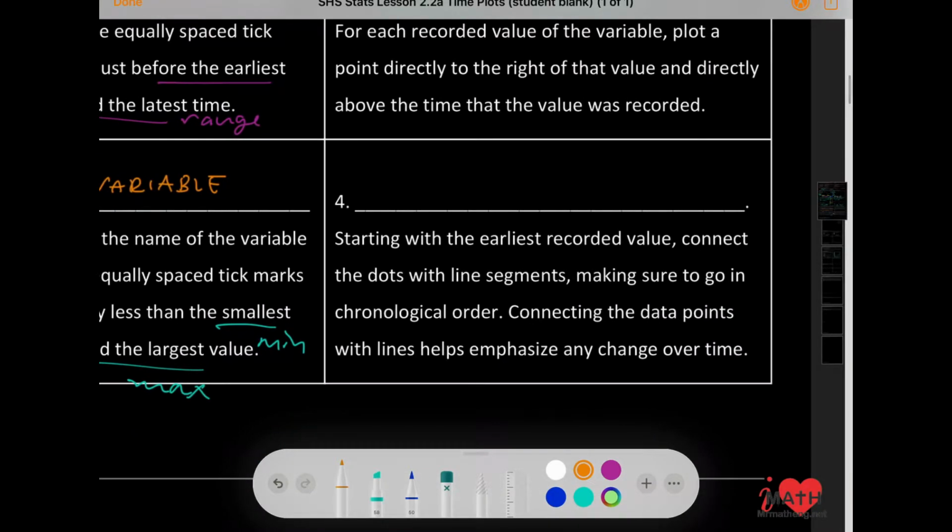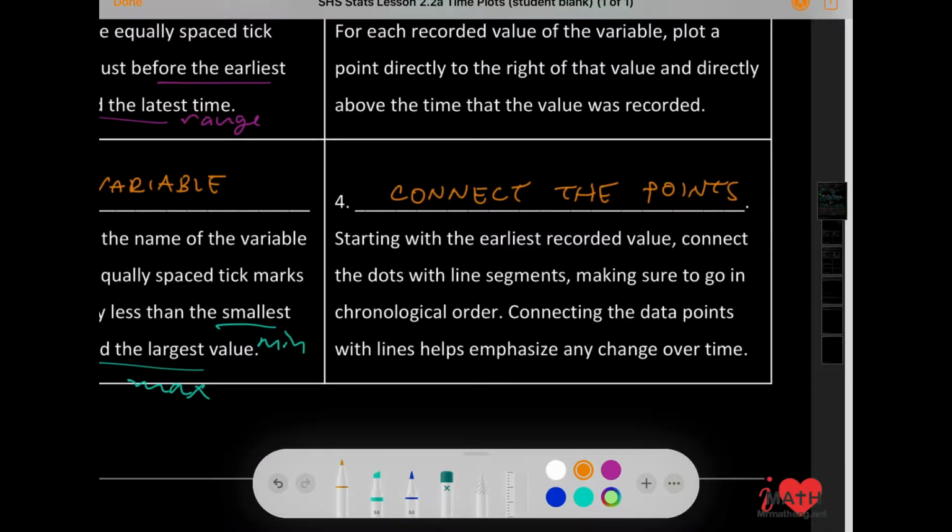And number 4, connect the points. Connect the dots. Now this one you do want to do. They also call these line graphs. Starting with the earliest recorded value, connect the dots with line segments, making sure to go in chronological order. Connecting the data points with lines helps emphasize a change over time.